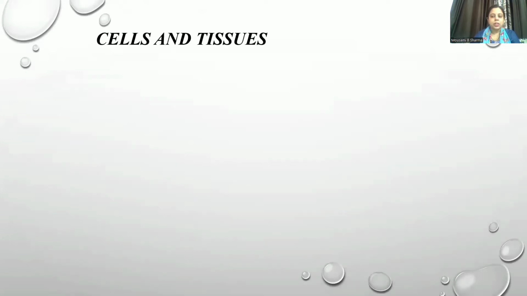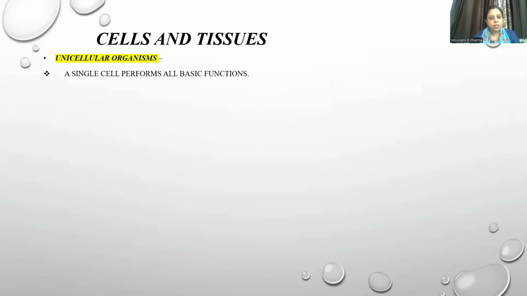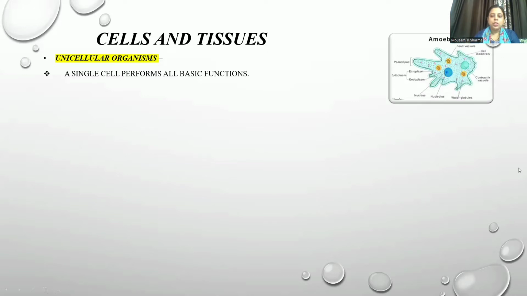So let's start with our first topic. The first topic is cell and tissue. As we all know, the smallest unit in our body is the cell. So on the basis of number of cells, we divide organisms into two parts, unicellular organism and multicellular organism. So what is a unicellular organism? Any organism which has only one cell.